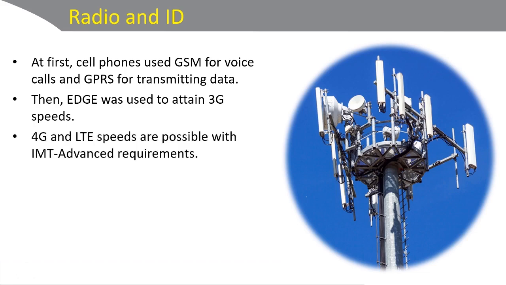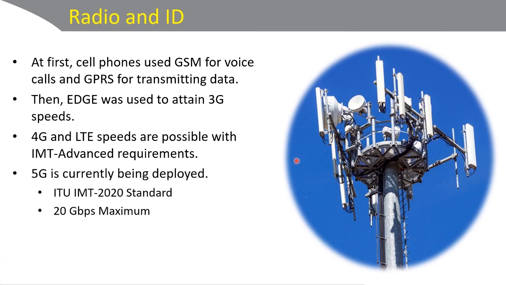Those speeds can be attained only when the following is present. The mobile device has to comply with the International Mobile Telecommunications Advanced, or IMT Advanced requirements. The mobile device has to have a 4G antenna, and it has to be in range of a 4G transmitter. You have to have an actual 4G transmitter on a cell tower nearby.